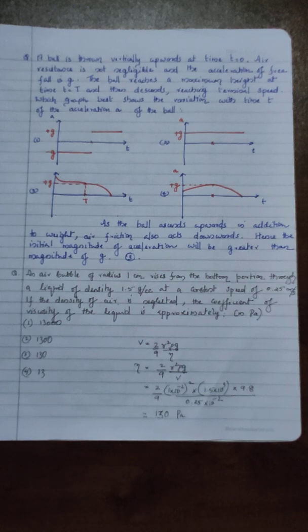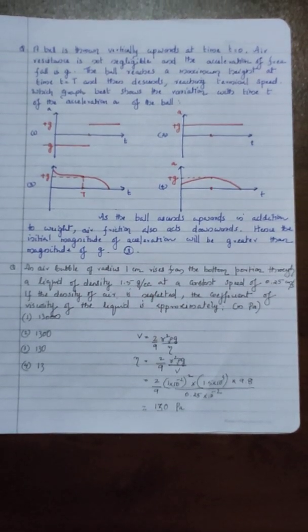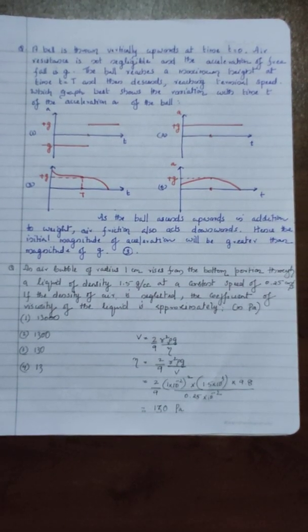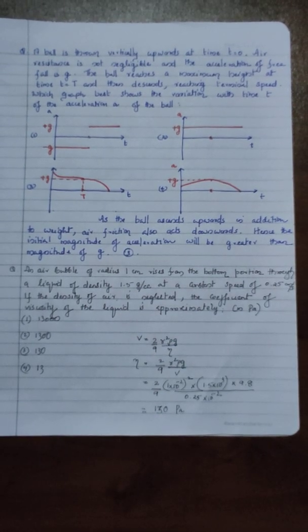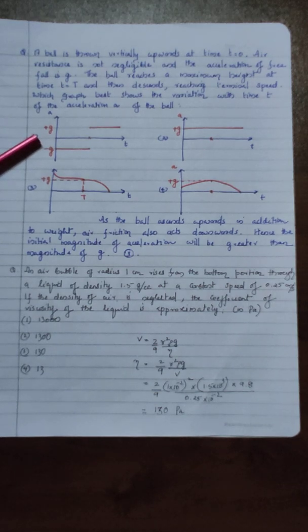A ball is thrown vertically upward at a time t equal to 0. Air resistance is not negligible and the acceleration of free fall is g. The ball reaches a maximum height at a time t equal to capital T and then descends, reaching the terminal speed. Which graph best shows the variation with the time of the acceleration a of the ball? So at first it moves upward, then comes back and attains that terminal speed.